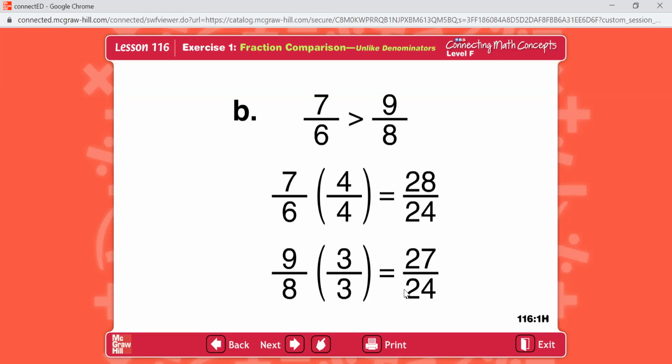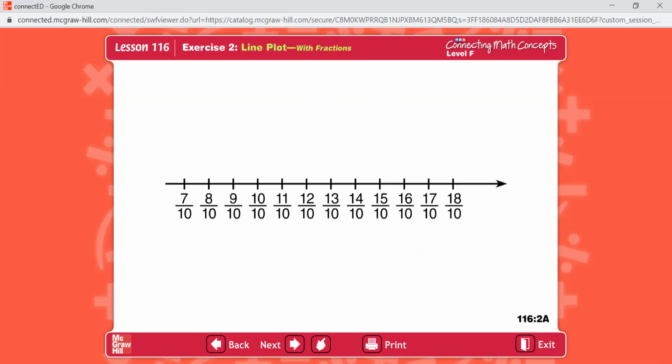Now please find part 2 in your workbook. You're going to make a line plot and answer questions. Each point on the line plot will show tenths of an inch. The first fraction shown is 7/10. The next fraction would be 8/10. Write the fraction for the tenths. This is what you should have.